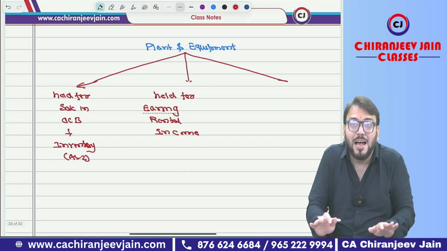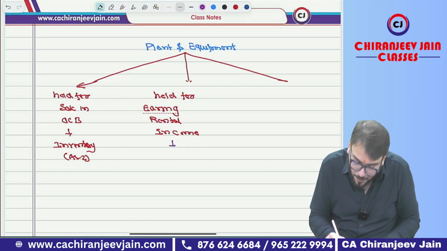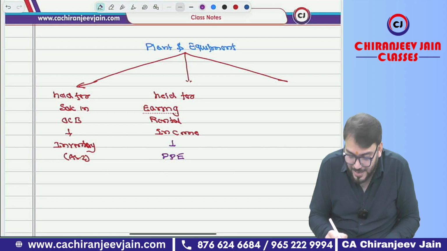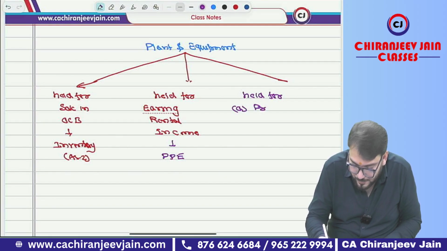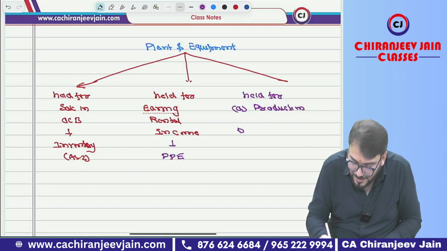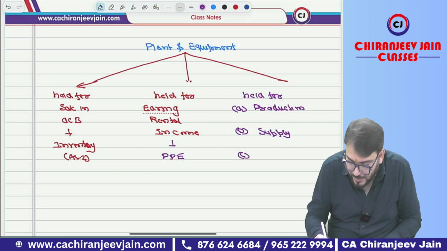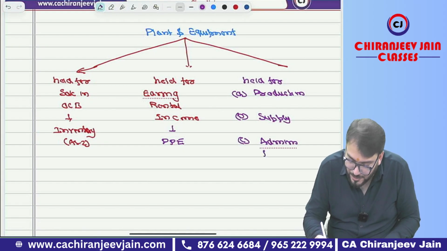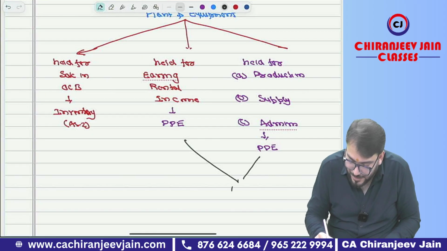But there is no investment plant, investment equipment. If that is held for earning rental income, it will be property, plant and equipment only, and AS10 will be applicable. And if it is held for production, supply, or admin purpose, then also it is property, plant and equipment. In both cases, AS10 will be applicable.